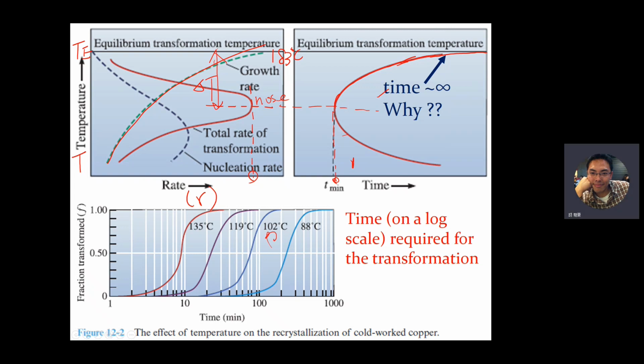Because the cooling rate or the heating rate cannot be extremely slow. It's not possible.